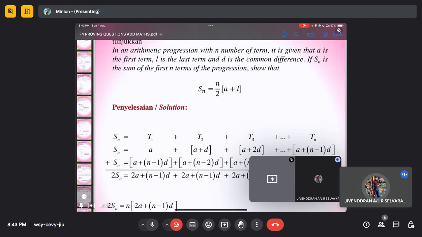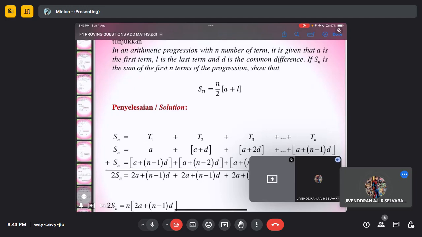And then we add both the Sn, we will get the same thing as the previous question, which is 2Sn equals 2a plus n minus 1 d, plus the same thing again and again. So if we are adding the same thing again and again, you can write 2Sn equals n in big bracket 2a plus n minus 1 d close big bracket. And then we move the 2 to the other side, but this time we separate the 2a, we write it as a plus a plus n minus 1 d close big bracket.